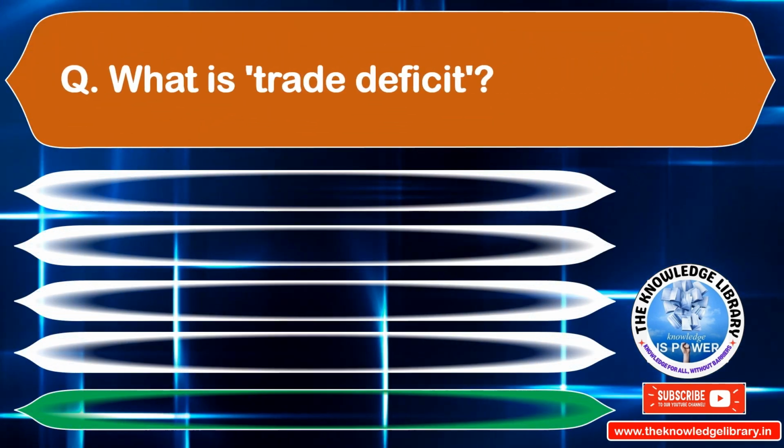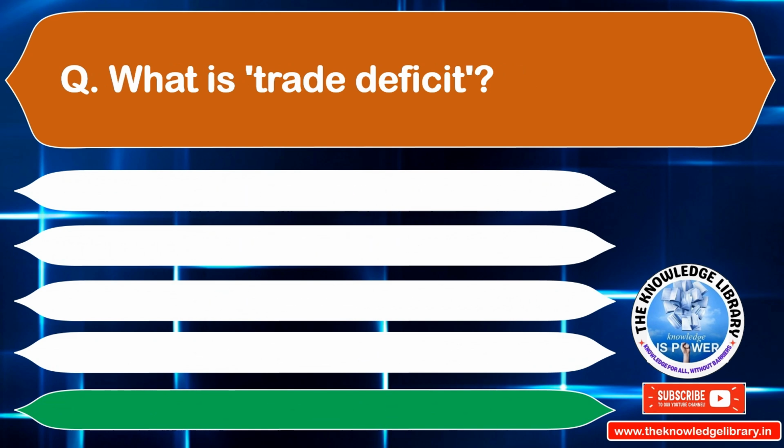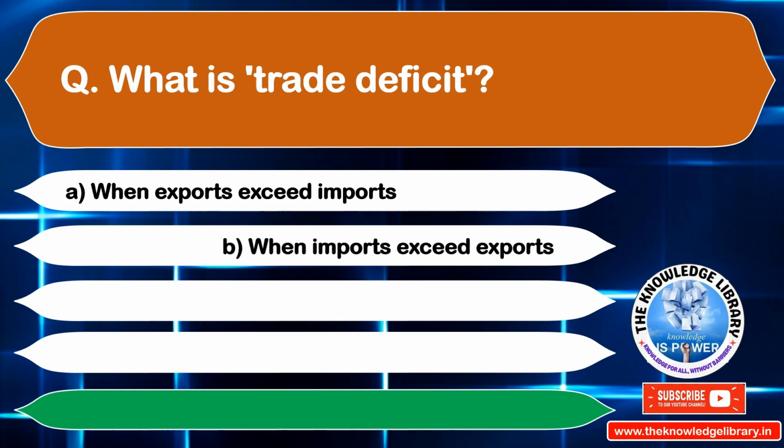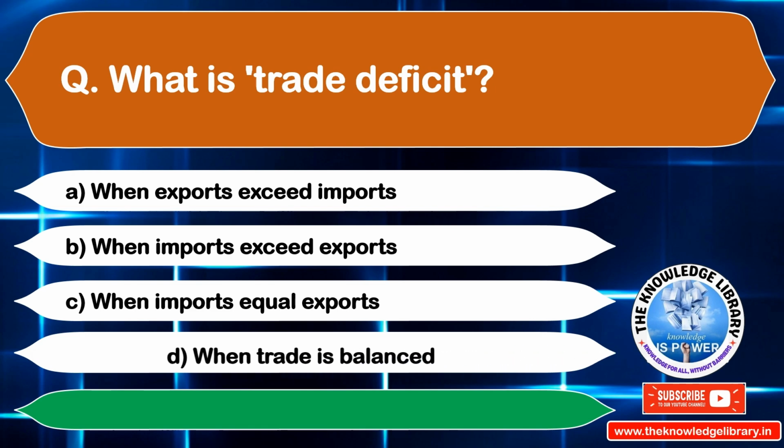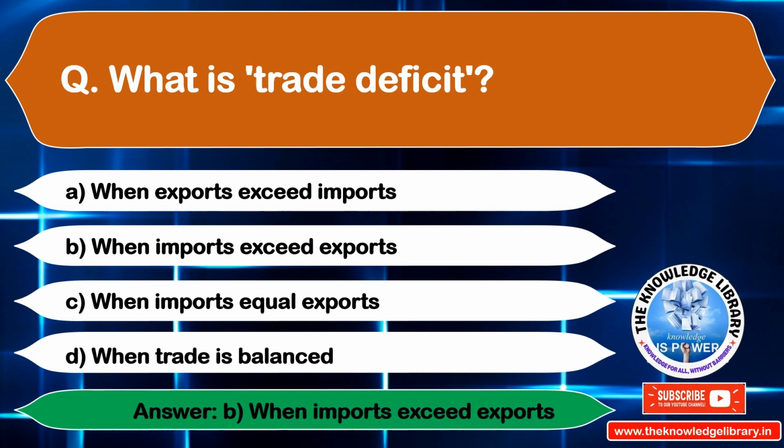What is trade deficit? Option A, when exports exceed imports. Option B, when imports exceed exports. Option C, when imports equal exports. Option D, when trade is balanced. The correct answer is option B, when imports exceed exports. Move to the next question.